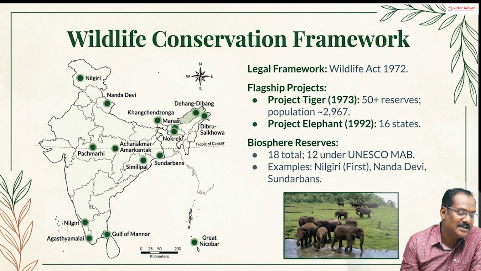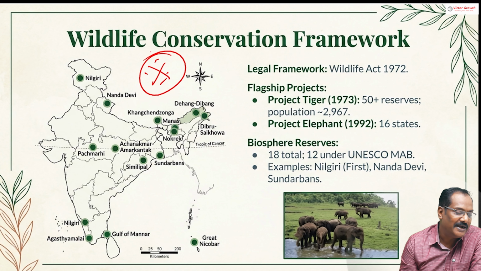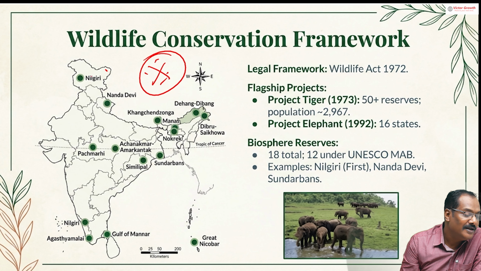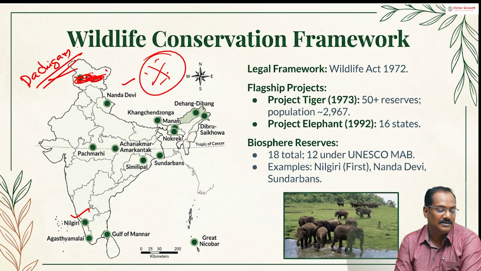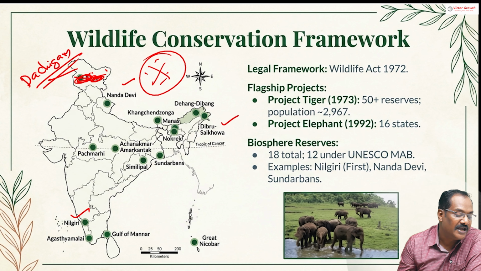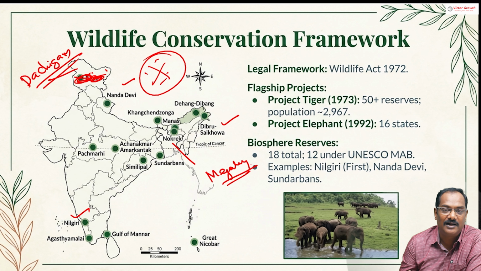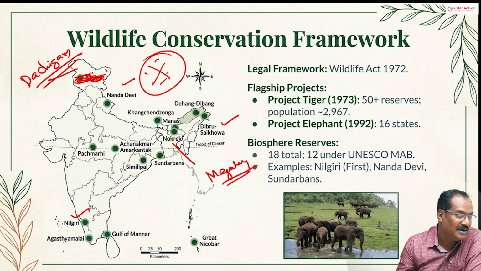This is a frequently asked question. I can take this as a separate class also. Why is Nilgiri written here? It is wrong, I'm sorry. Nilgiri is here. Nanda Devi. Dachigam, which is in Jammu Kashmir. Dibru Saikhowa in Assam. Nokrek in Meghalaya. So flora and fauna. Gulf of Mannar is there. Agasthyamalai. These are some of the biosphere reserves. Actually, these are biosphere reserves.